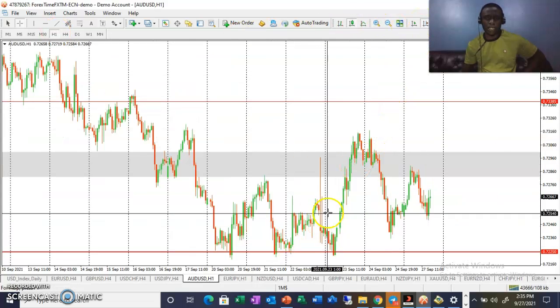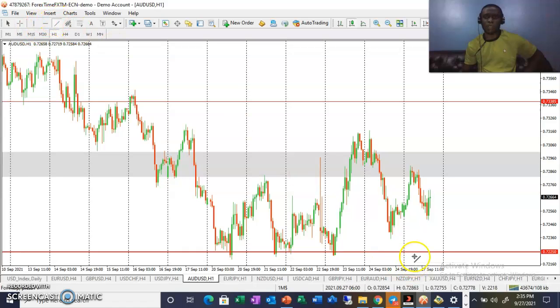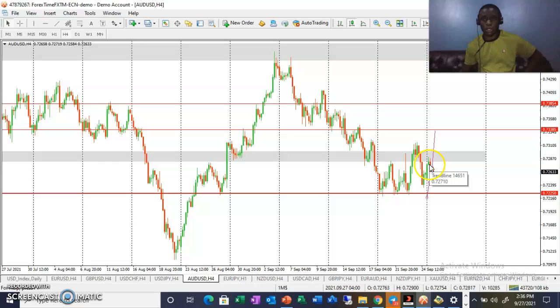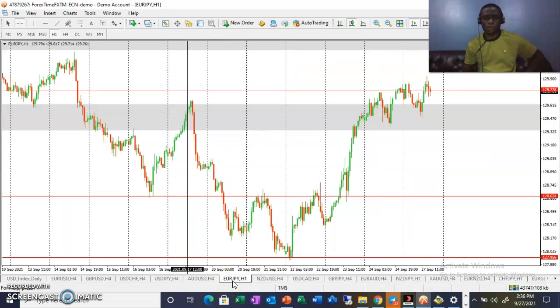Now this market is most likely to go up, but it's not really giving a good shape. It's not really precise, so we can say that this market can go either way. It continues and breaks this high, or probably comes down and breaks this low. So let's see what the market actually does in days to come.